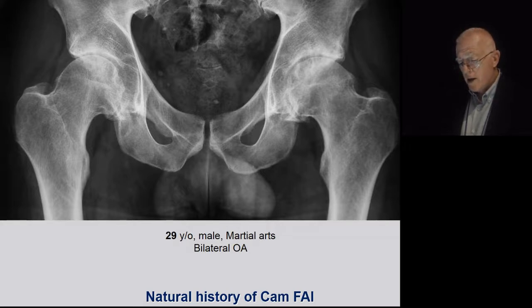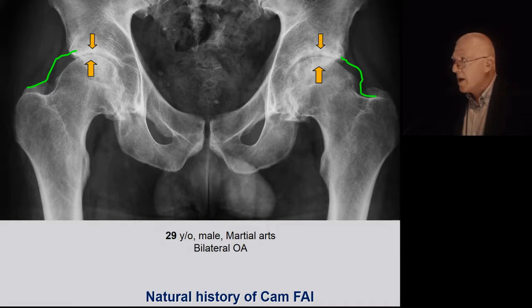29-year-old male athlete who is involved in martial arts. You see the pistol grip deformity and the extensive joint space narrowing with sclerotic and cystic formation subarticularly, in keeping with advanced osteoarthritis. Now there is no field for treatment. This athlete should be treated 5 to 10 years earlier.